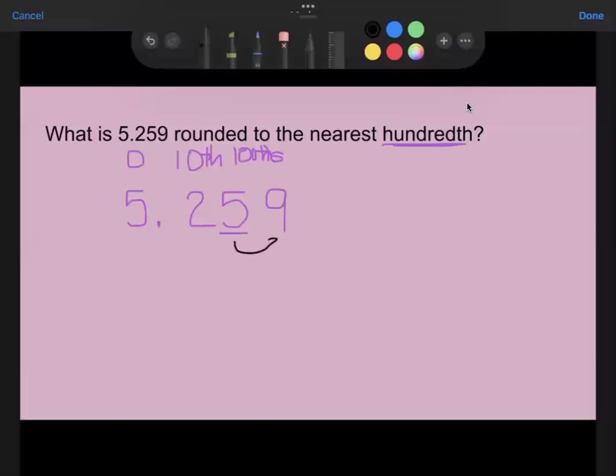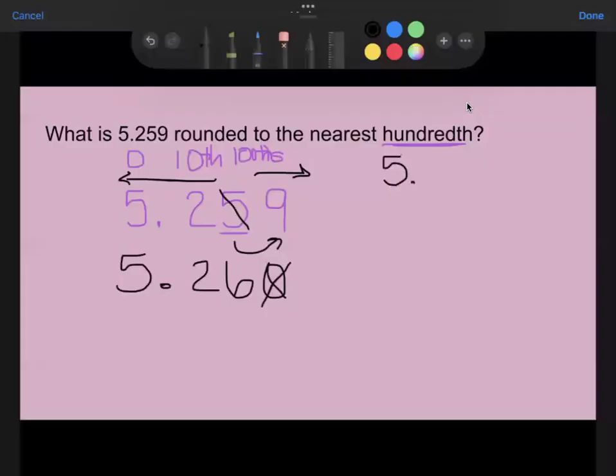Now I have to look just to the right of that. If that is 5 or more, I raise the score. If it is 4 or less, I let it rest. So 9 is definitely more than 5. That means I'm going to raise the score of the 5. That's going to go up from a 5 to a 6. Now everything to the right of that place value becomes a 0, so that 9 becomes a 0. Everything to the left of that place value stays exactly the same, so the 2 stays the same, the decimal, and the 5. If you want to get rid of any unnecessary zeros, you can get rid of this one. So that would be 5.26.